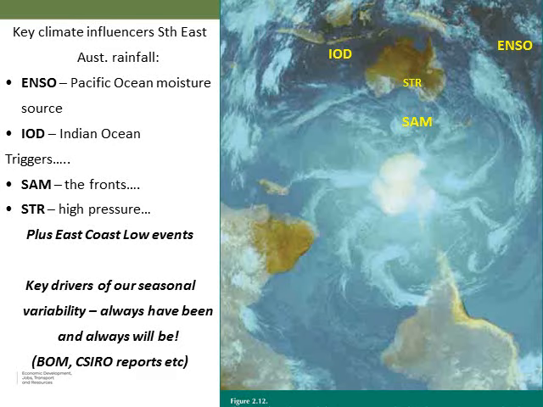But just moving beyond East Coast lows, I guess this is looking at these really large-scale climate drivers for East Gippsland. And so while East Coast lows might be pretty important in terms of individual weather events, what we're going to talk about here is these really larger-scale climate drivers that affect whether southeastern Australia is likely to be wetter or drier.